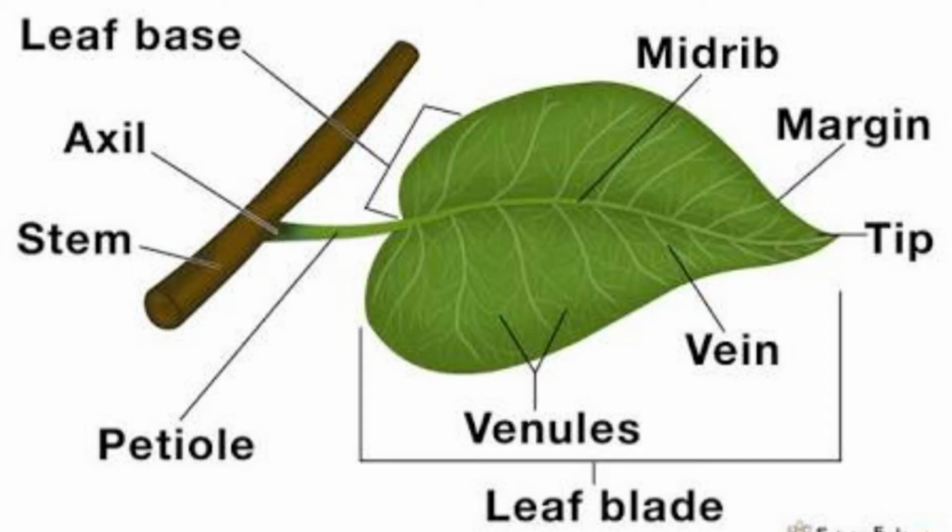Next part is the margin. Margin is the boundary area which extends along the edge of the leaf. The last one is the tip. Tip is the uppermost part of the leaf. So all these are the parts of a leaf which are common in almost all types of leaves.